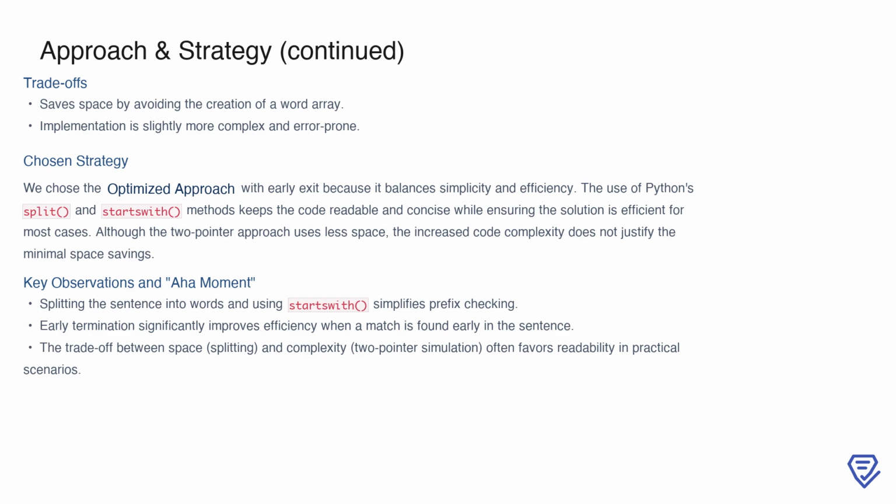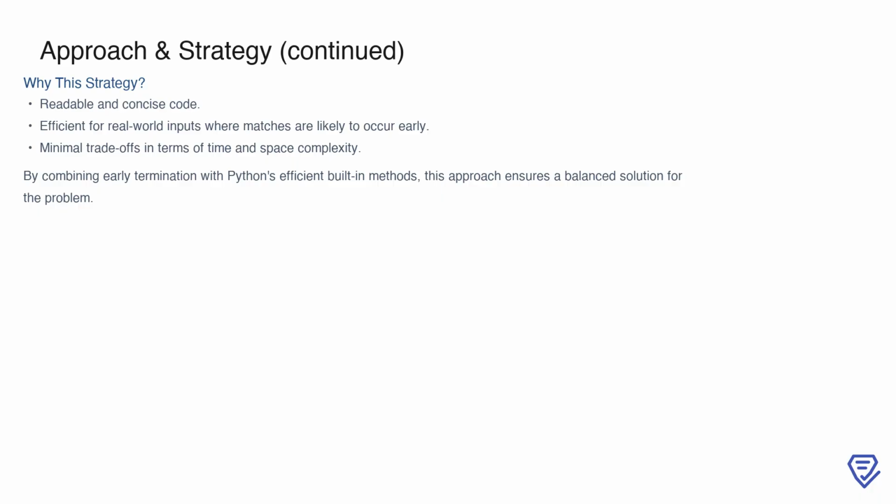Some key observations that influenced this decision include the simplicity of prefix checking with starts with, the efficiency gained through early termination, and the practical trade-off between space and complexity, which often favors readability. The chosen strategy provides a balanced and practical solution for the problem.